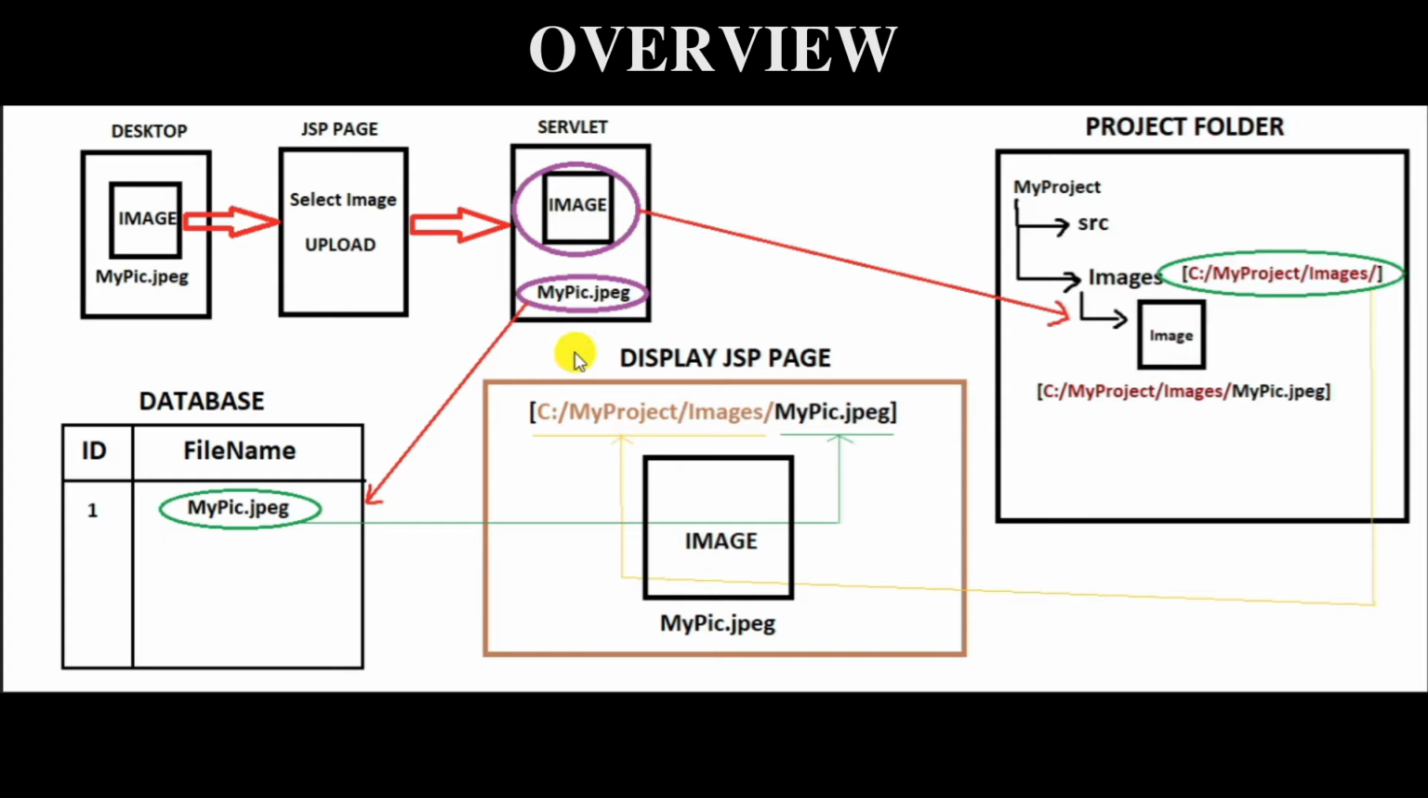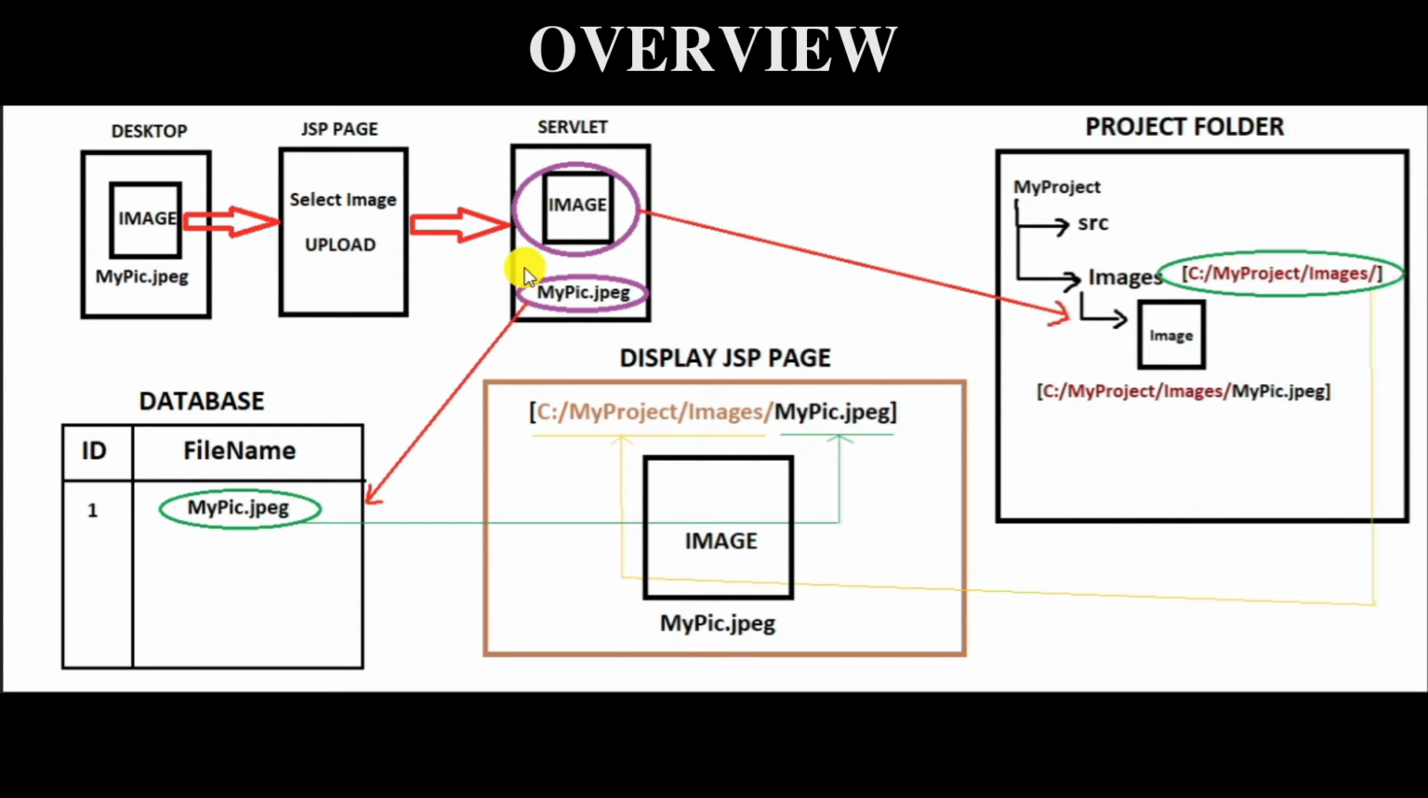Now we have successfully added our image file name into the database and our actual image data into the images folder. Since we want to retrieve and display this image on the JSP page, firstly we will fetch the image file name from the database, and we will use this file name with this images folder path. And now our path will look like this. And if we see, this path is pointing to this image. That means this image will be displayed on our JSP page.